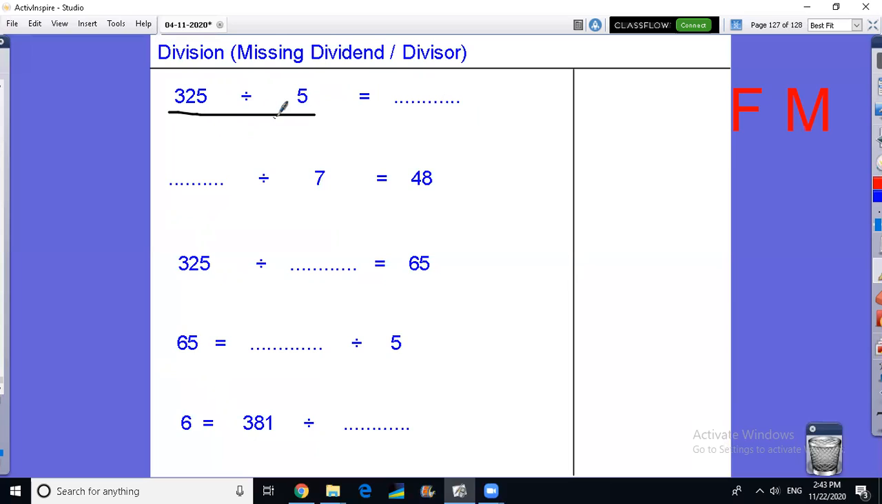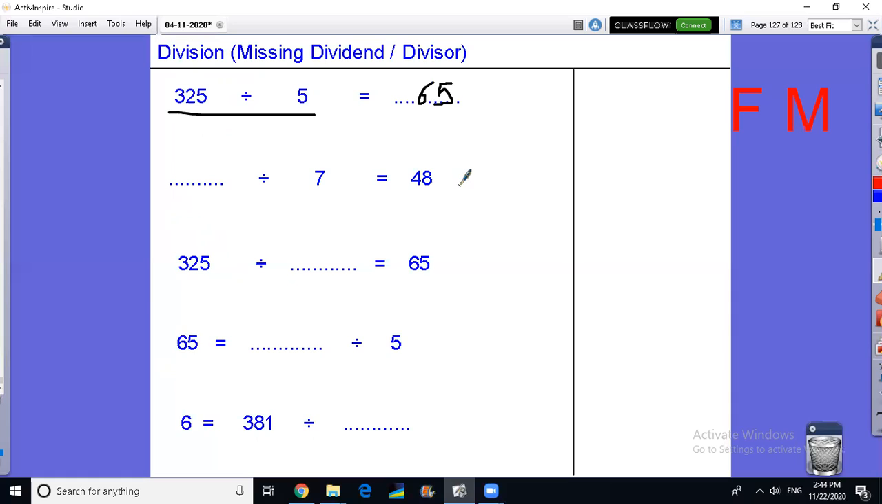So here we have 325. Once you divide it by 5, you're going to find that the answer is 65. It's just a straightforward question. You just need to do long division. But what if I have the answer, the quotient, and I have the divisor, but the dividend is missing? The first number is missing.